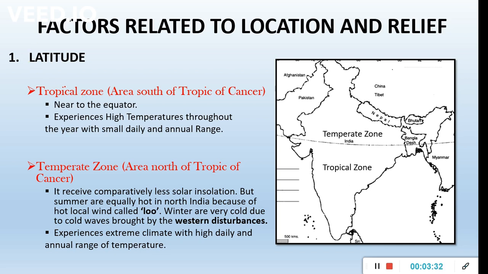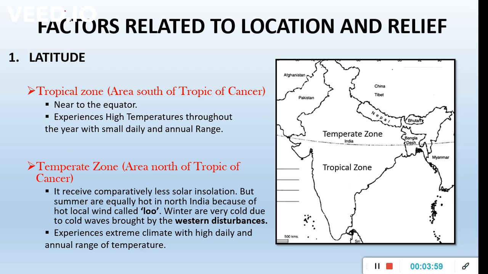Now, the first one is latitude. You all know what latitudes are, children. Latitudes are horizontal lines which measure distance north or south of the equator. Right? Now, the latitudinal extent of our country is 8 degrees 4 minutes north to 37 degrees 6 minutes north. That means the southern part is near the equator. We'll learn about that in detail.